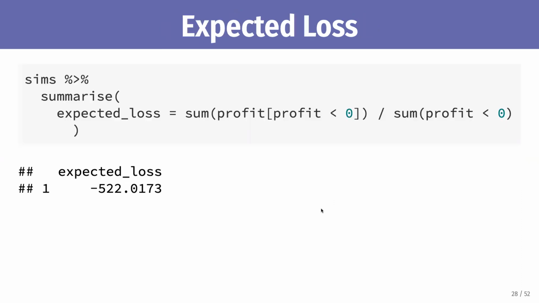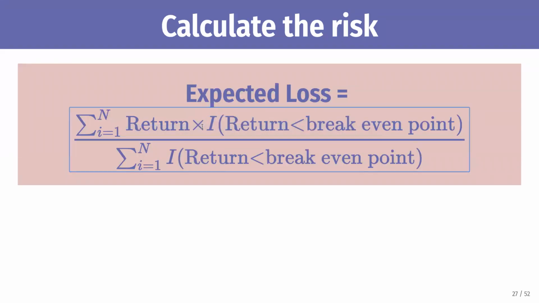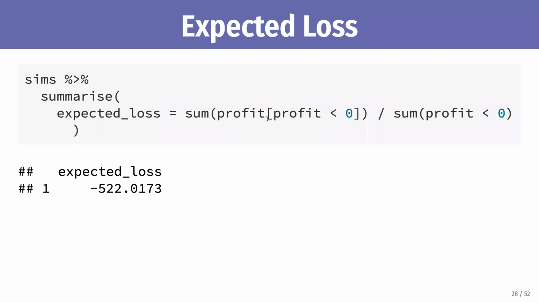So in R, you can do this by taking the sum of the profit and then indexing. The square brackets in R basically allow you to apply logical functions to columns or to objects in R. And so in this case, we want to take only the rows of profit where profit is less than 0. So that's what this little piece of code here is doing. It's basically doing this top part here: return times the indicator that return is less than 0.